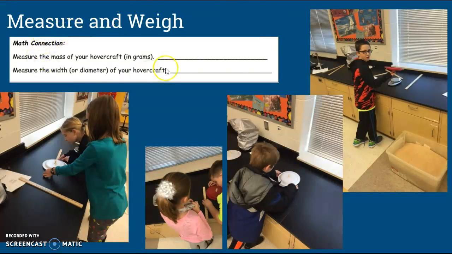So after they create their hovercraft, they have to measure and weigh it, and this right here actually comes right from their packet that they have to fill out. So they have to measure the mass, so they have to weigh it. You can see here he's weighing it on that scale, and then measure the width. That way, when they do their first test, if they need to go back and improve, they can tell, okay, we need to make it heavier or we need to make it lighter. Now they have that concrete data so that they know if they have successfully improved it.